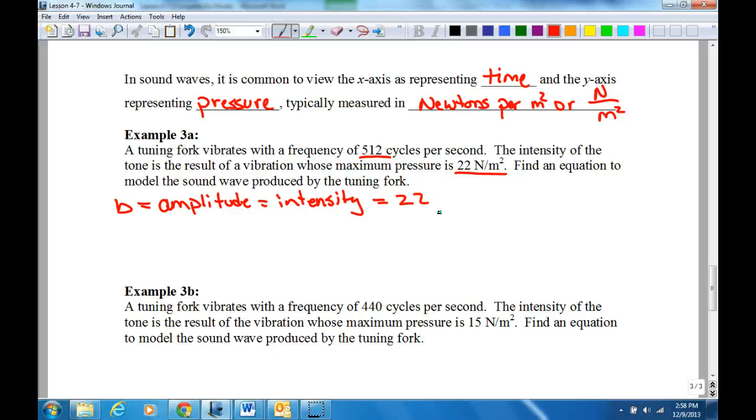The frequency was 512. That is the same as saying 1 over 2 pi absolute A. So I want to solve for A right now. The first thing I need to do is get it out of the denominator. So I'm going to multiply both sides by 2 pi A.